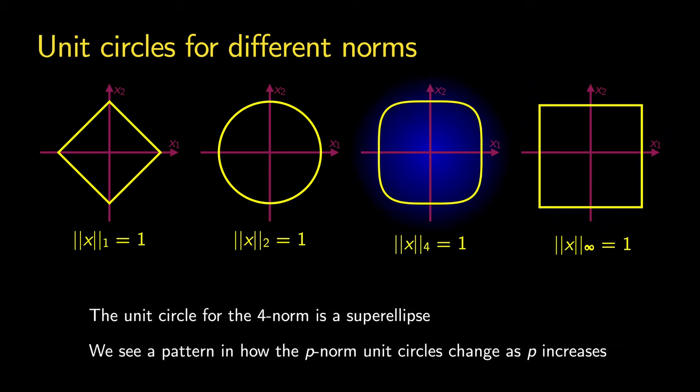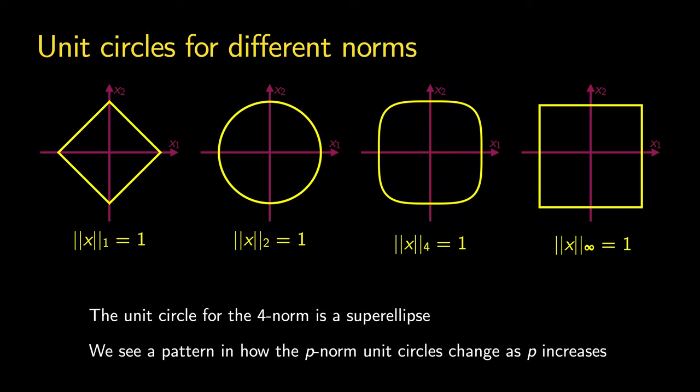And my personal favorite norm is the 4 norm. And here we find that the unit circle actually works out to be a shape that's referred to as the super ellipse. And it has this very aesthetically pleasing curvy shape. When we look at all 4 norms together, then we see that there's a nice transition in their shape. As we increase the value of p in the p norm, then our shape progressively approaches the square shape.